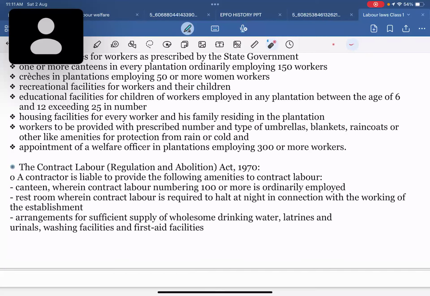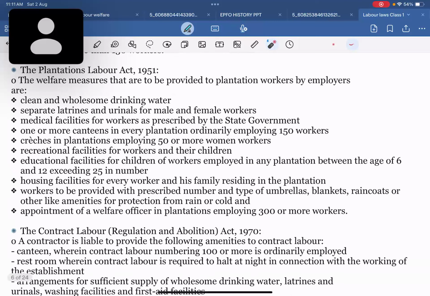Right? So under the Contract Labour Regulation and Abolition Act 1970, a contractor is liable to provide the following amenities to contract labor: a canteen, wherein contract labor numbering 100 or more is ordinarily employed, restroom, arrangement for sufficient supply of wholesome drinking water, latrines and urinals, washing facilities, and first aid. Here, understand one thing: here I am writing the things which are provided. In the next classes, we will describe the things holistically.